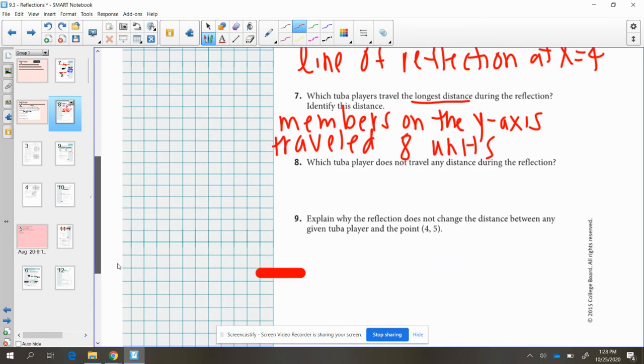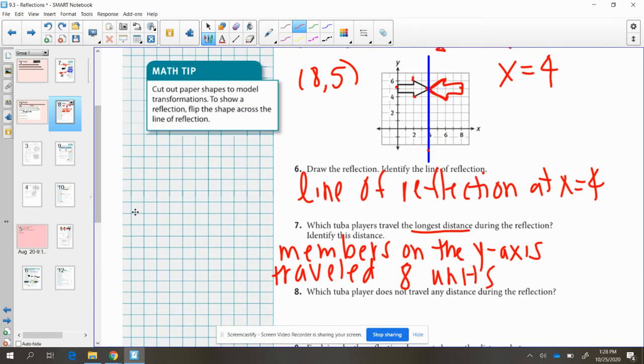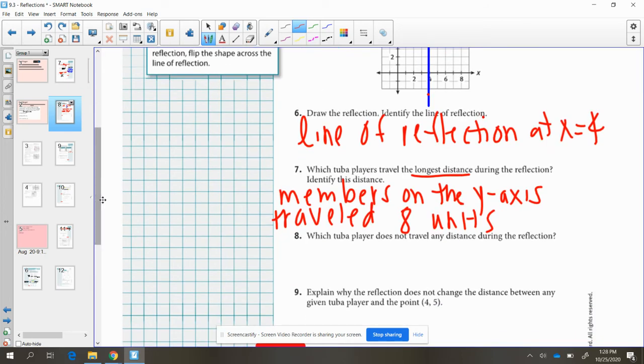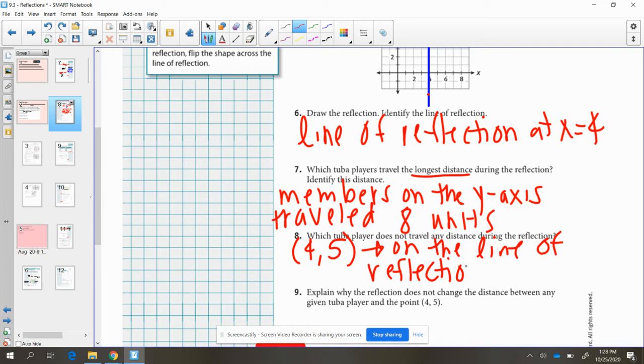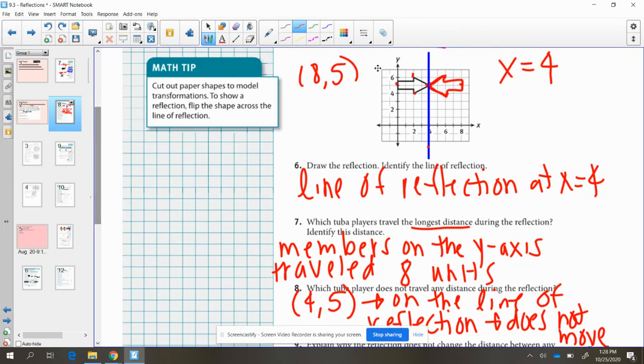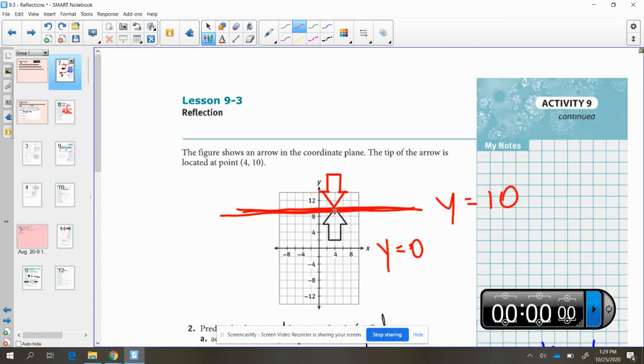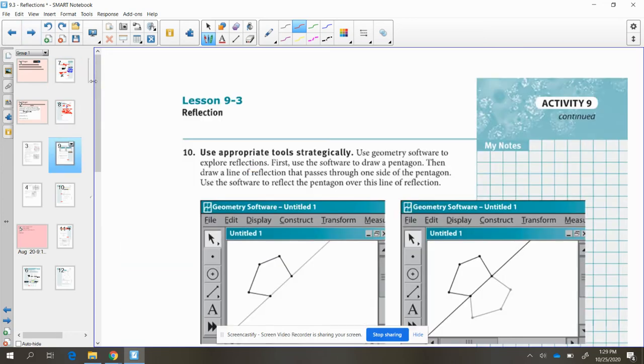Okay. Now, the tuba player who does not move any distance at all is this guy that is at the tip of the arrow, right? Whoever was positioned right here at 4 comma 5 did not move at all. And the reason being they are on the line of reflection. So they're not moving. Does not move. Okay. And that's going to be true anytime you have a line of reflection and a point on it. It was true in our last example on the last page when we talked about this arrow here. This still stayed put.